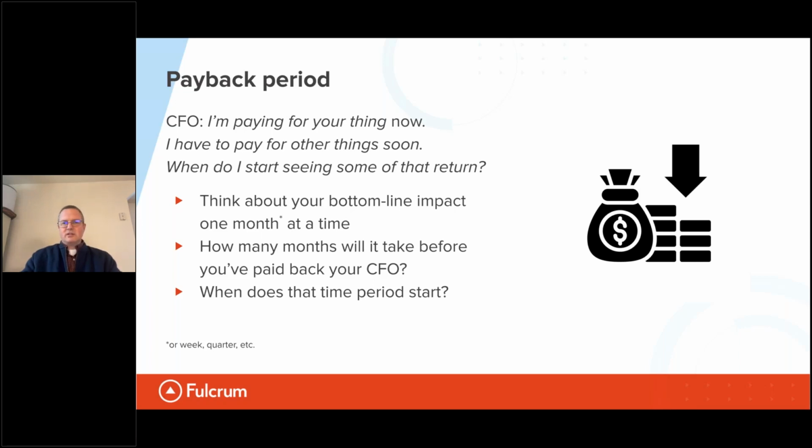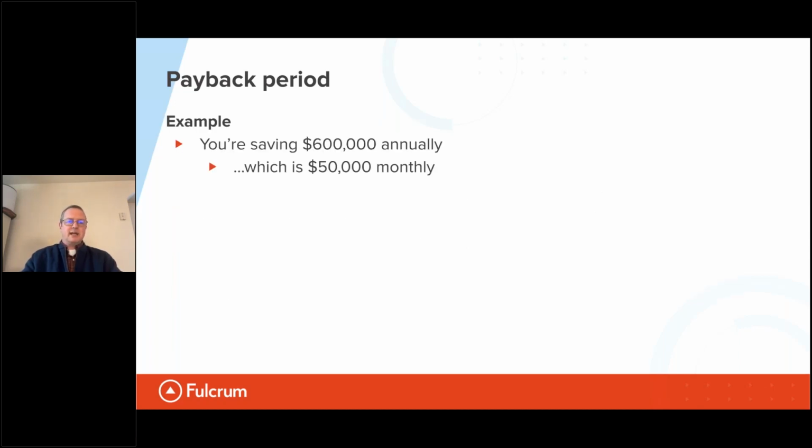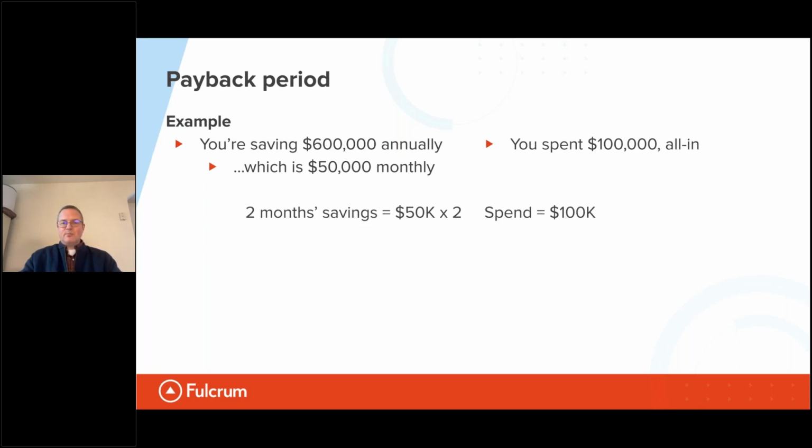So this all sounds good, but I need to know how to do it, right? So I'm going to give you another example here that'll give us a concrete payback period. Let's say we're saving $600,000 annually based on the investments that we are making now. That $600,000 annually is $50,000 a month, right? And I invested $100,000 all in on software, services, hardware, whatever it is that I'm spending it on. Well, I happen to know that 2 months of that savings, 50K times 2, is equal to the spend of 100K. Those two things are equal.